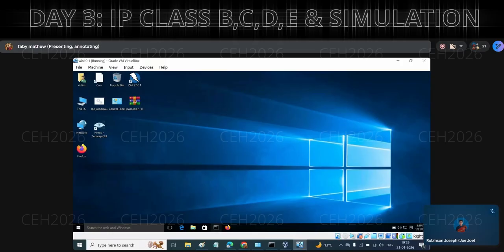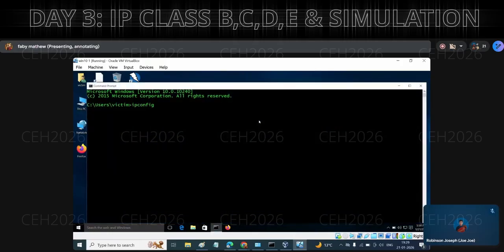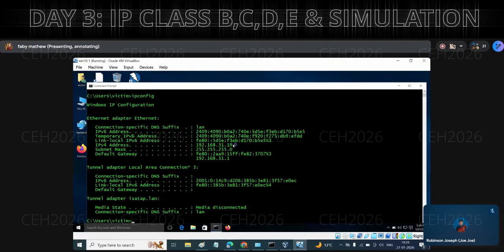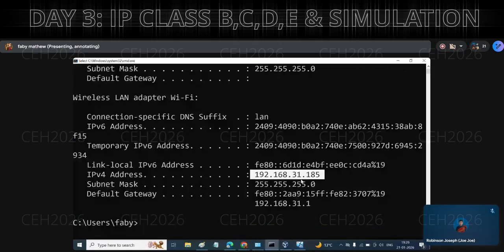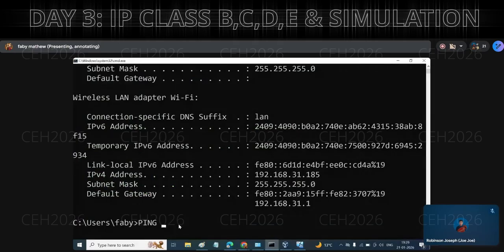Right now I am going to check the IP address with ipconfig. My IP address is 31.185. This is my base operating system. This is my virtual machine. I am going to ping. You know the command ping? Yes, sir.